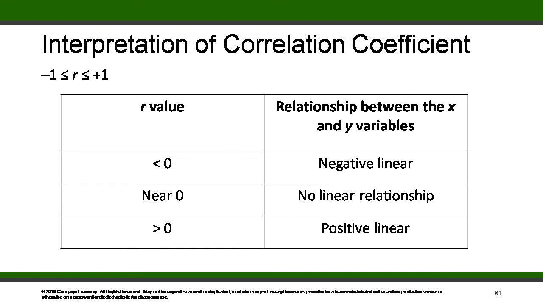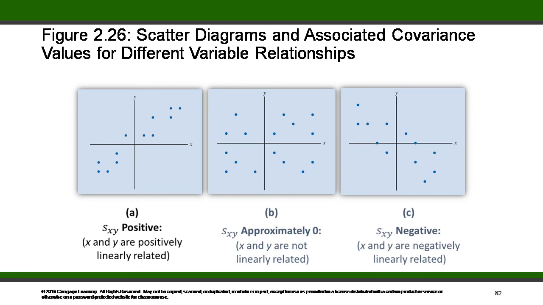This figure shows the scatter diagrams and associated covariance values for different variable relationships. In A, we have a positive correlation. X and Y are positively linearly related. In B, approximately zero. X and Y are not linearly related. In C, negative. X and Y are negatively linearly related.